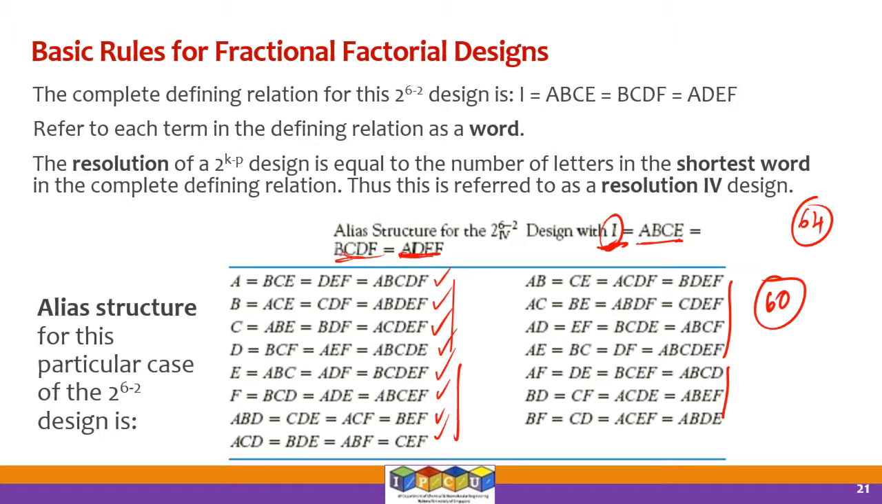I is equal to A, B, C, E is equal to B, C, D, F is equal to A, D, E, F. This I stands for the constant term in the model. So that constant term, which can also be important, is aliased with higher order interactions, 4th order interactions to be specific. And 4th order interactions, we assume, or we have seen in many systems, that 4th order interaction effects are very small. Therefore, this aliasing is okay.